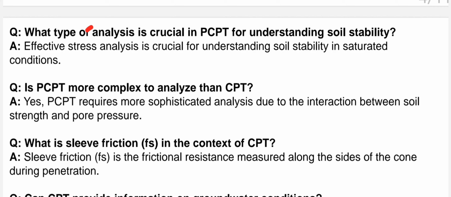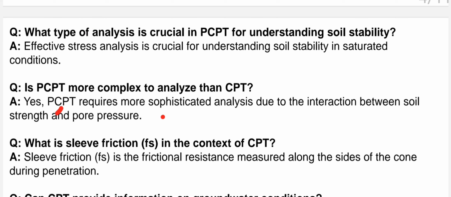What type of analysis is crucial in PCPT for understanding soil stability? Effective stress is crucial for understanding the soil stability in saturated conditions. So in saturated conditions, if we want to know the soil stability, we need to understand how the effective stress is varying, what the effective stress values are. All these things we should know to understand the soil stability in saturated soil conditions.